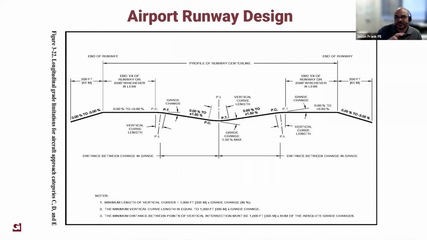And a lot of times it's like in highways, it's really governed by the terrain you're given, how much fill you need to put in there. If you're trying to conserve fill, you can put some of these larger vertical curves in to provide that smooth transition from one to the other. But again, it cannot exceed that 1.5% in this case for category C, D, and E aircraft, which is the larger aircraft on the profile.